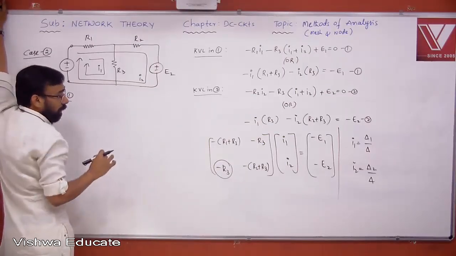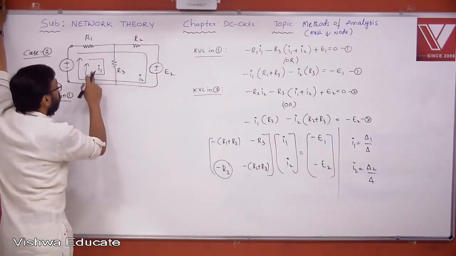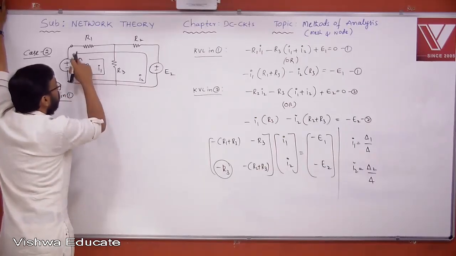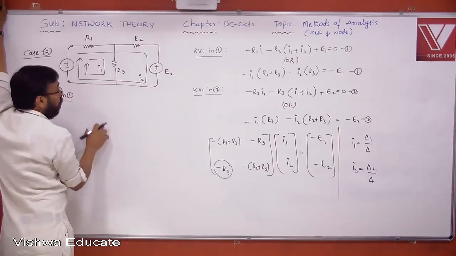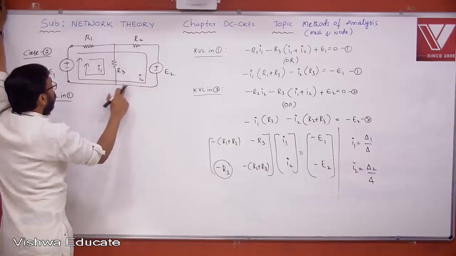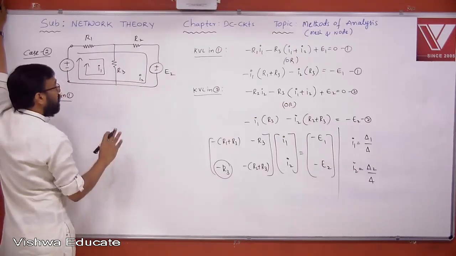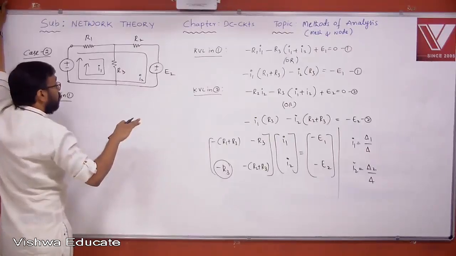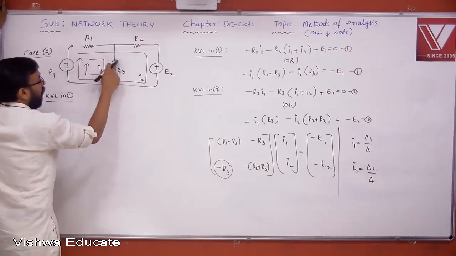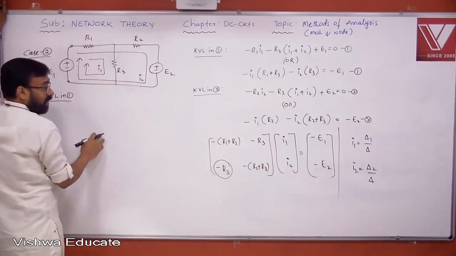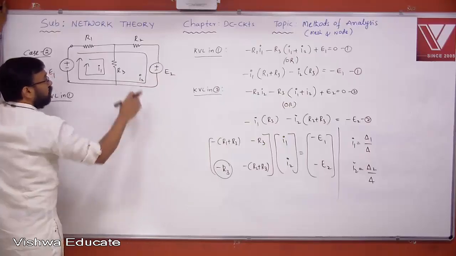So what are the elements belonging to the first loop? Look at this, I1 is passing through R1, R3, E1. What are the elements belonging to the second loop? R1, R2, E2, E1. I ask the question in a different way: what are the elements belonging to only the first loop? See, look at this, R3 only. Yes or no? R3 only.